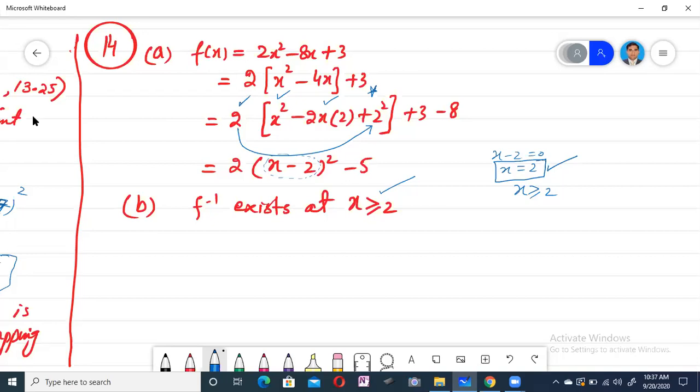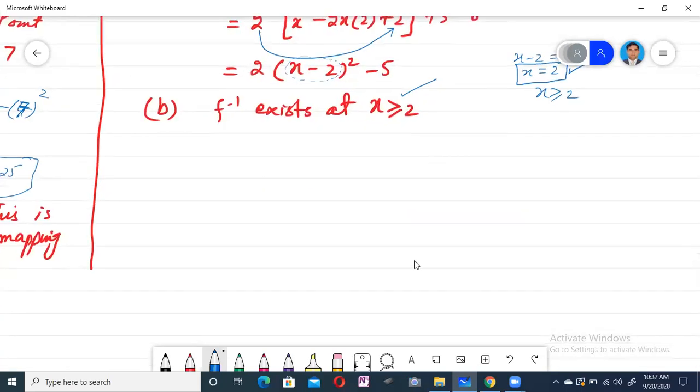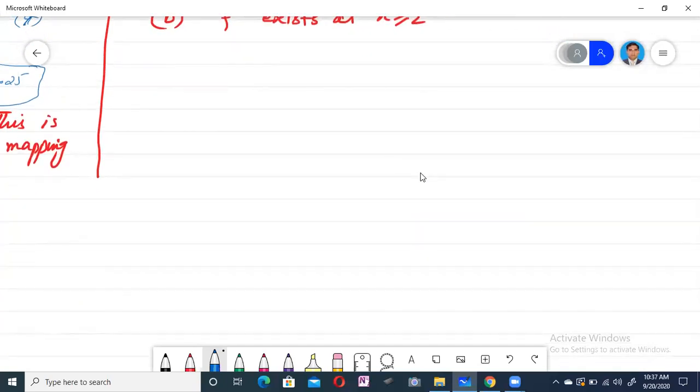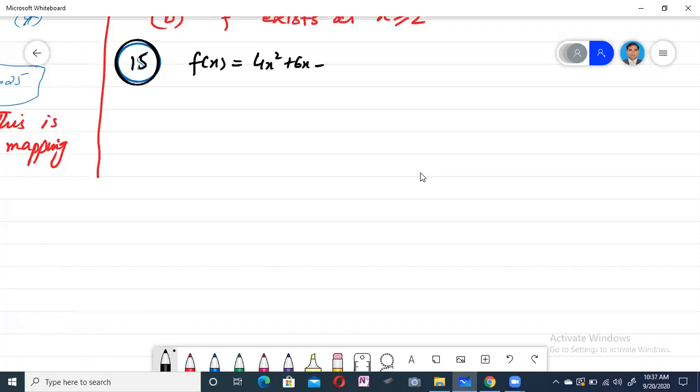Then the next question is number 15. Question 15 here is f of x is equal to 4x square plus 6x minus 8.